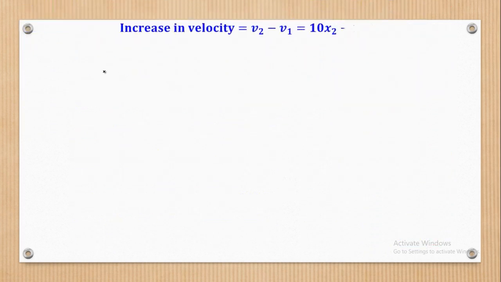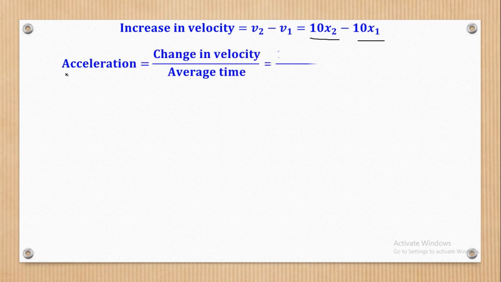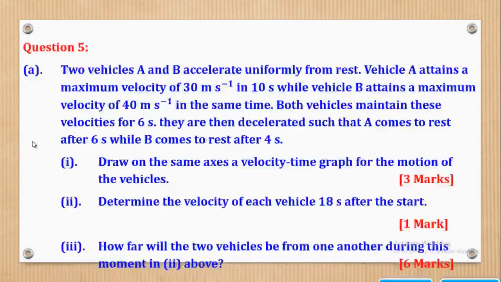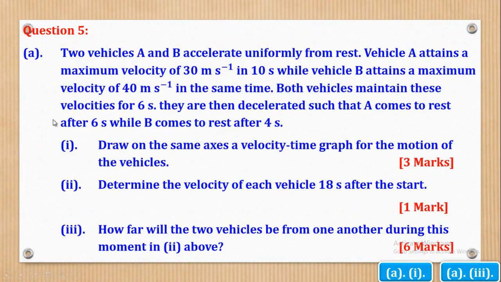So increase in velocity will be change in velocity, which will be this minus that. And with that I can now get the acceleration, which is equal to change in velocity over average time. Change in velocity is this, and for average time, you get the time for A to B and for B to C, then divide by 2 to give you this as the acceleration. So that's how you could get the 6 marks. So that was question 4. Now we shall go to question 5.